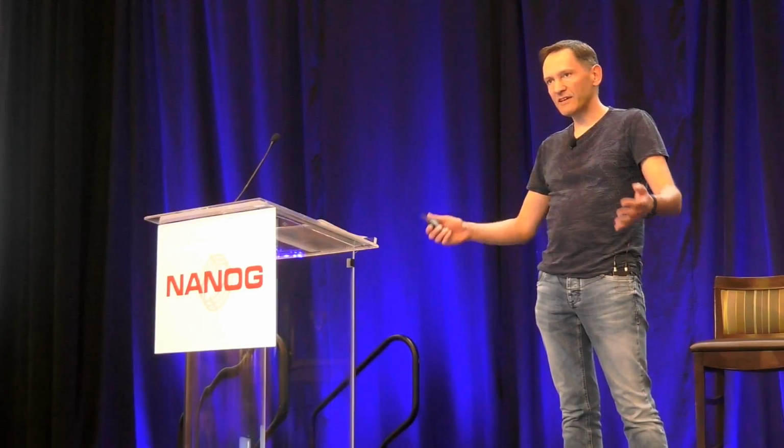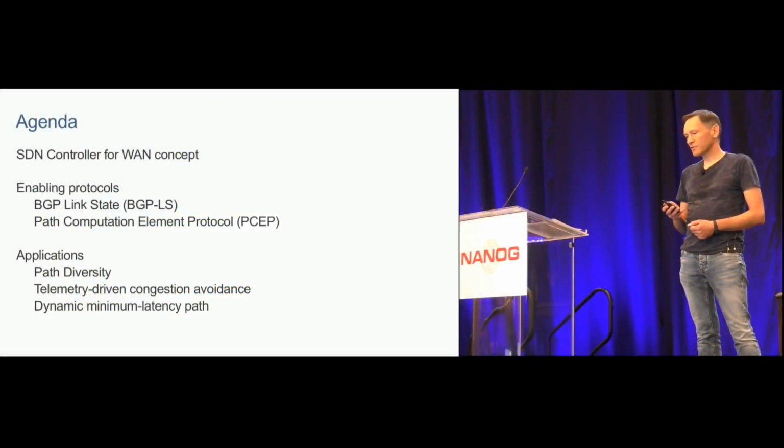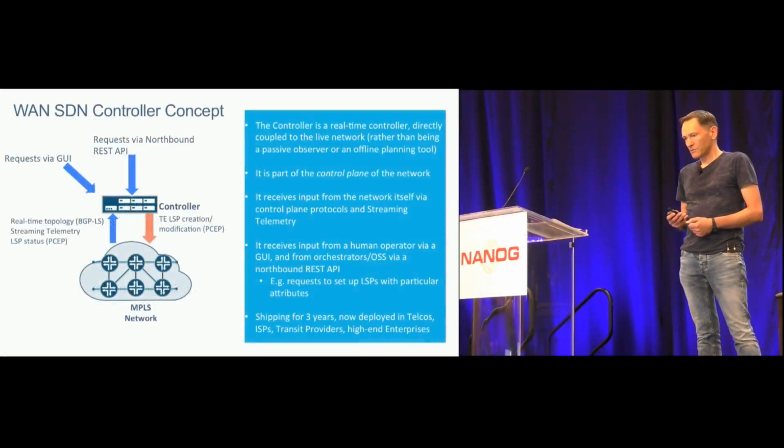And then in the second half of the talk, I want to talk about some of the applications of this type of controller. A classic one is path diversity, but also I want to talk about ones which are driven by telemetry data received from the network, things like automated congestion avoidance, where you move LSPs away from congestion hotspots that you've detected using telemetry, or moving low latency LSPs away from paths where the latency has suddenly gone through a step change increase in latency.